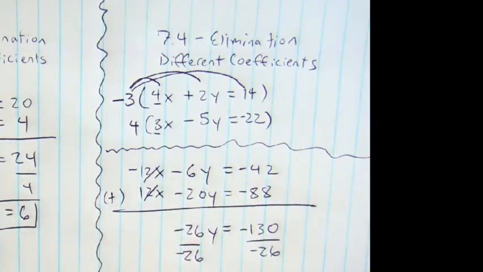Okay, and at this point, what I will do is make sure I use my calculator. I'm doing this off screen, but use the graphing calculator if you want to do that. So 130 divided by 26, I believe, gives me 5.